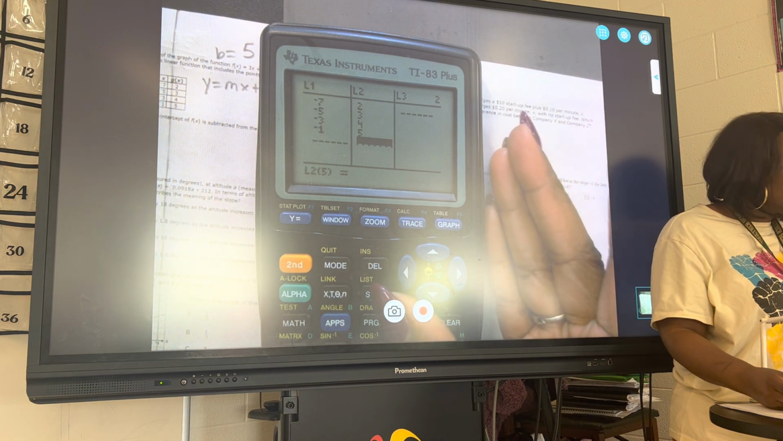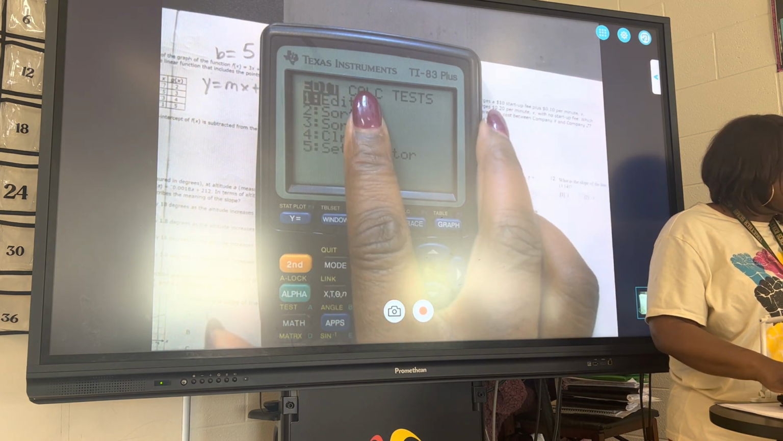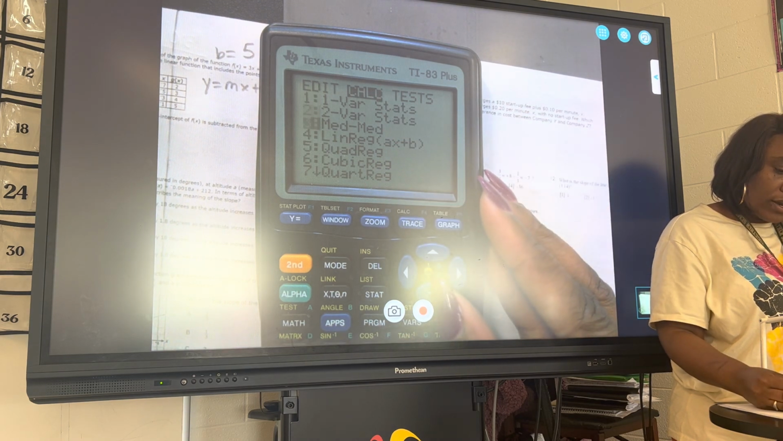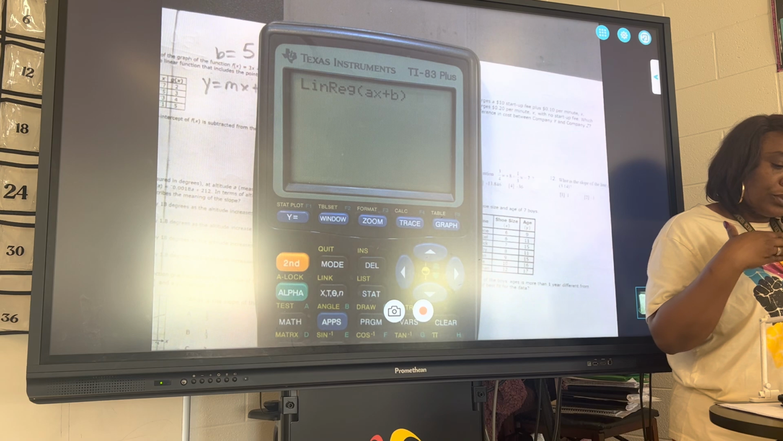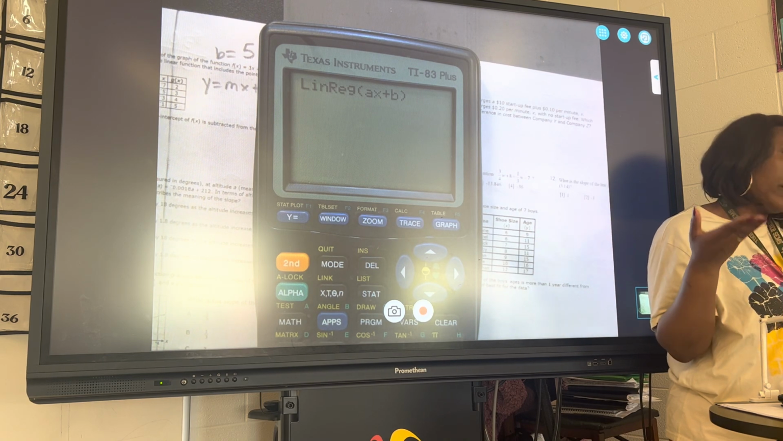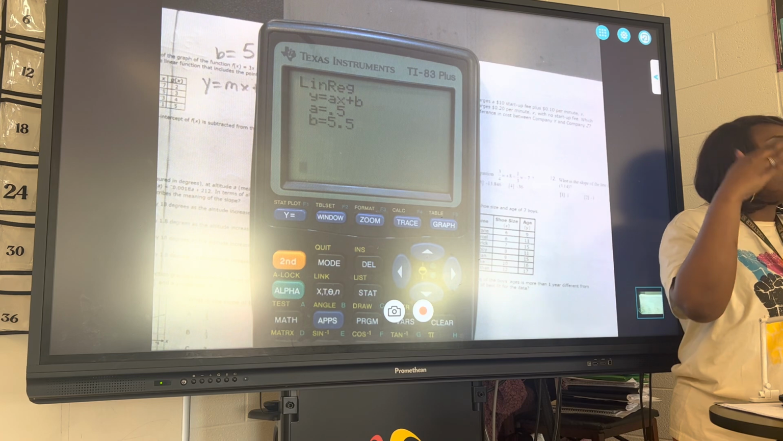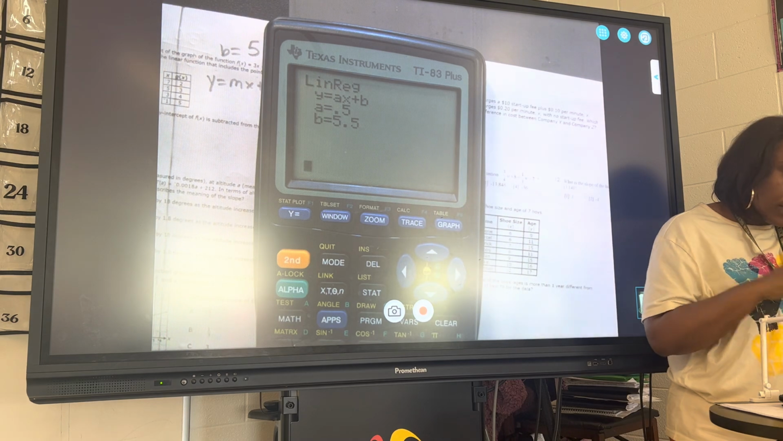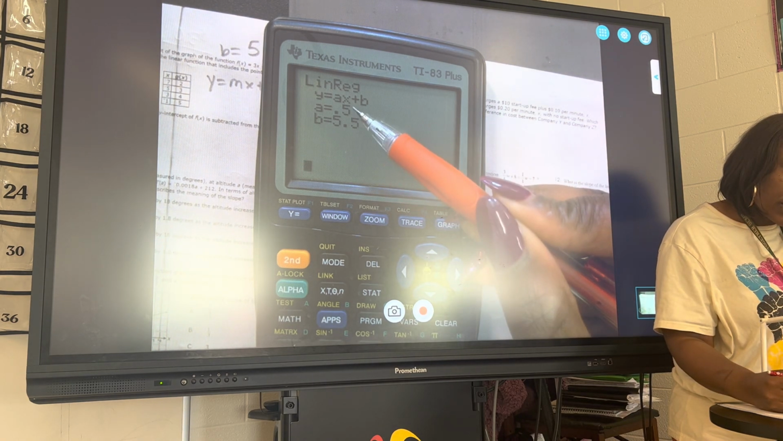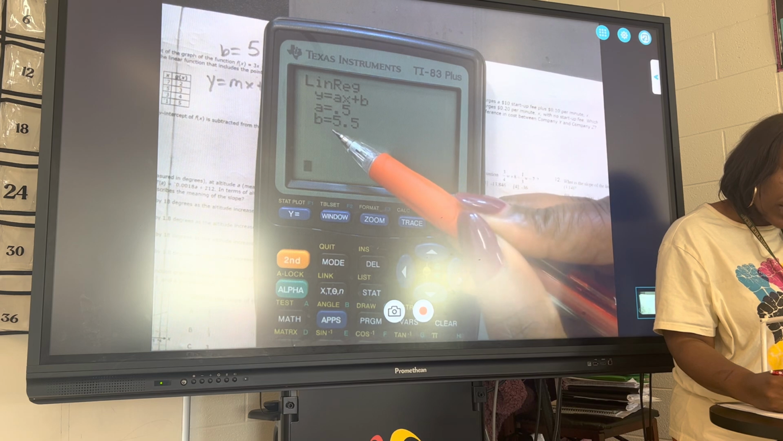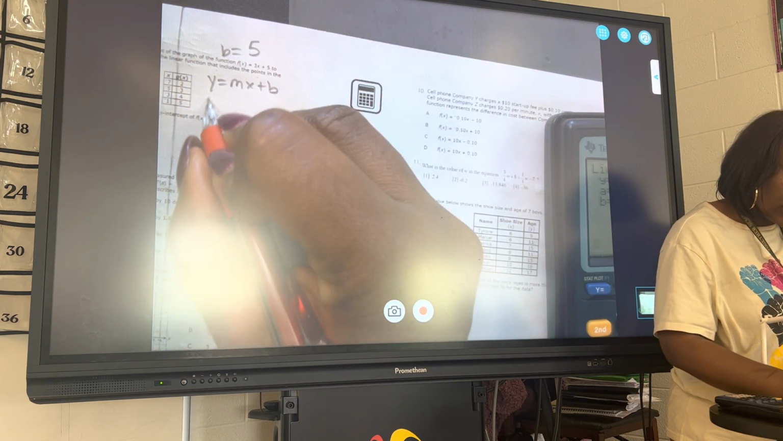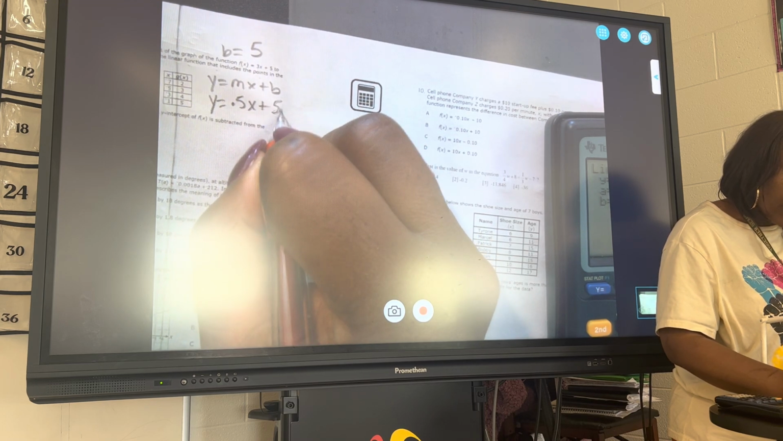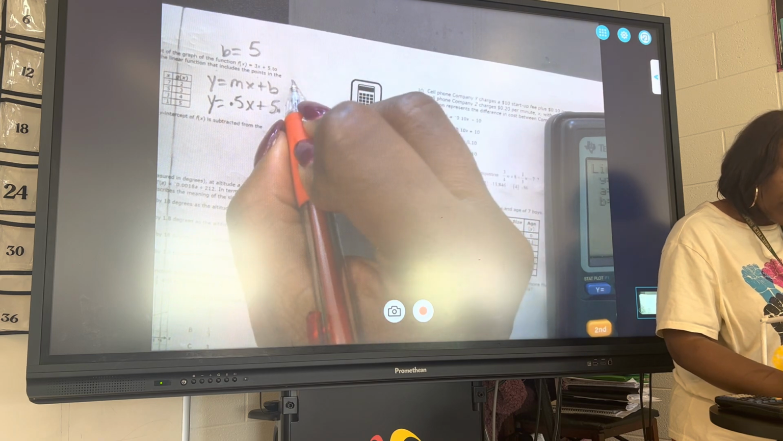So we go back to stat, and we go over to calc, and then we go down to which one of these? Lin reg, and press enter. Because I don't have to graph it or anything, I can just press enter here. If I had to graph it, then remember I do that L1, L2, okay? All right, so this is my equation. Which one of these numbers is gonna be my y-intercept? The b is 5.5. So the equation is y is equal to 0.5 or 1/2 x plus 5.5. So b is the 5.5.